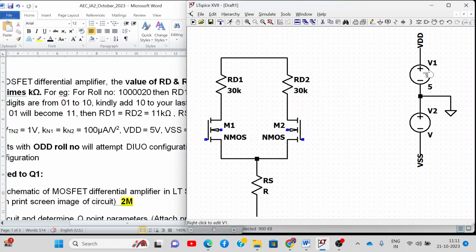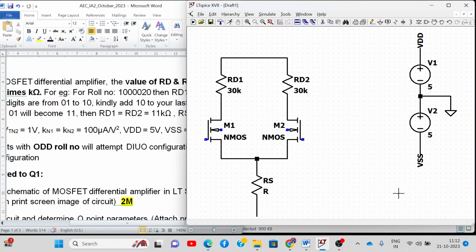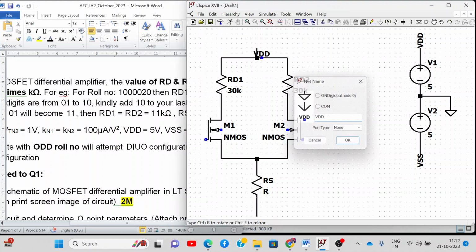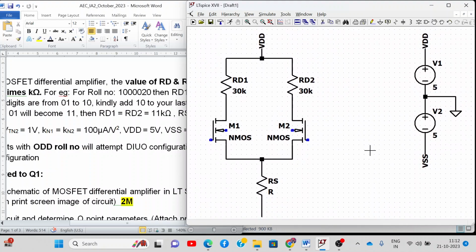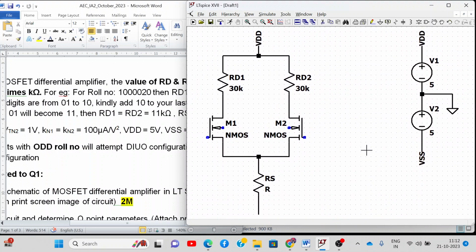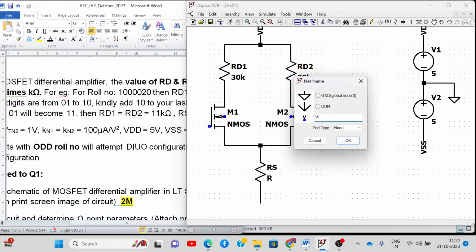So if I give here 5 volt, this is ground, and with respect to ground, this negative terminal is over here, so this will be 5. Again give it 5, don't give minus 5, because this minus 5 will be connected over here. Now over here I will be connecting one wire. If I label this wire again as VDD, what this means is 5 volt will appear over here also. This concept is very much used while making a PCB also. You can label it like this, and here also you can label it as VSS. So let me label it as VSS.